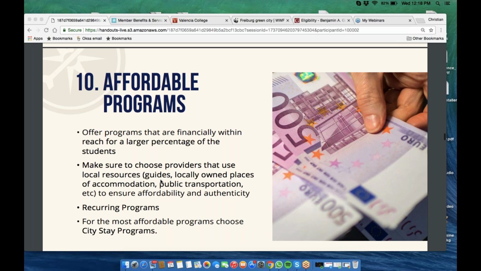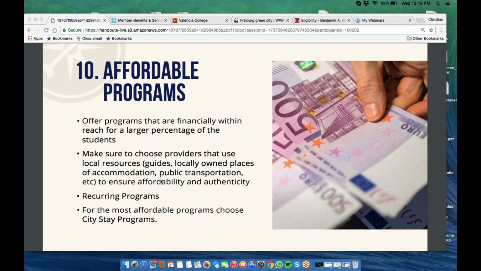And most importantly, step number 10, the best for last, your programs must be affordable, because it doesn't matter how attractive they are, they must be affordable. Students are always on a budget. I was a struggling student. I know exactly how it is. Programs must be within reach for the majority if you want to see a significant increase. You need to make sure that you use providers that are abroad that are going to provide you the best value programs. You need to have recurring programs.